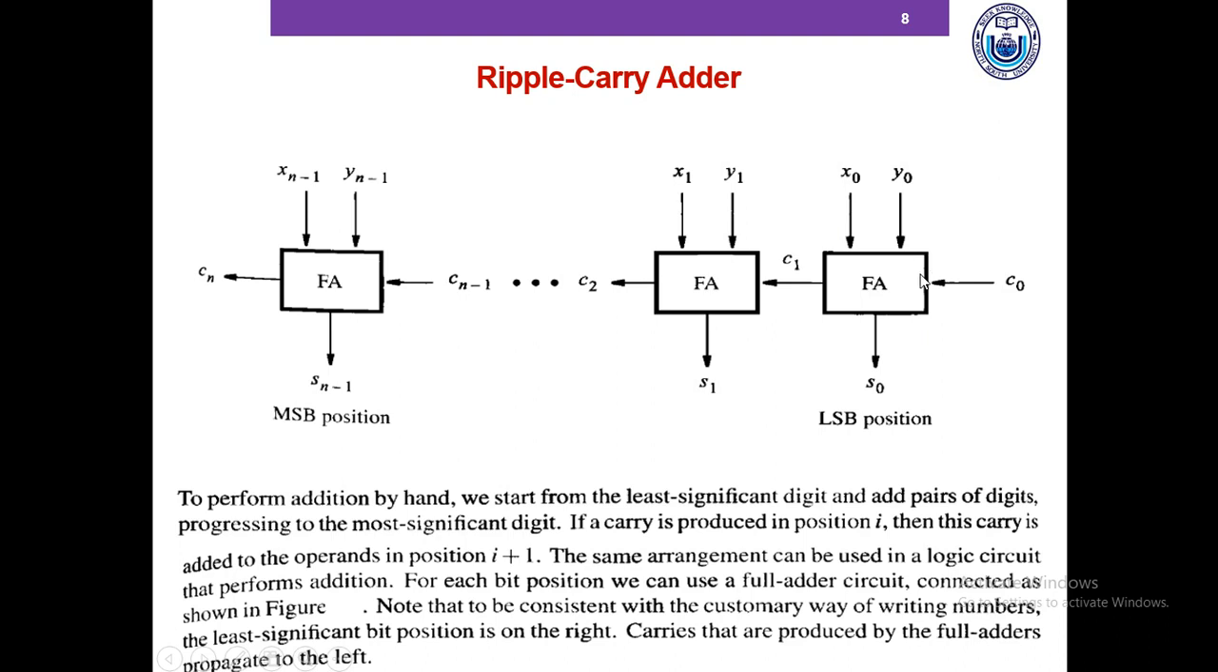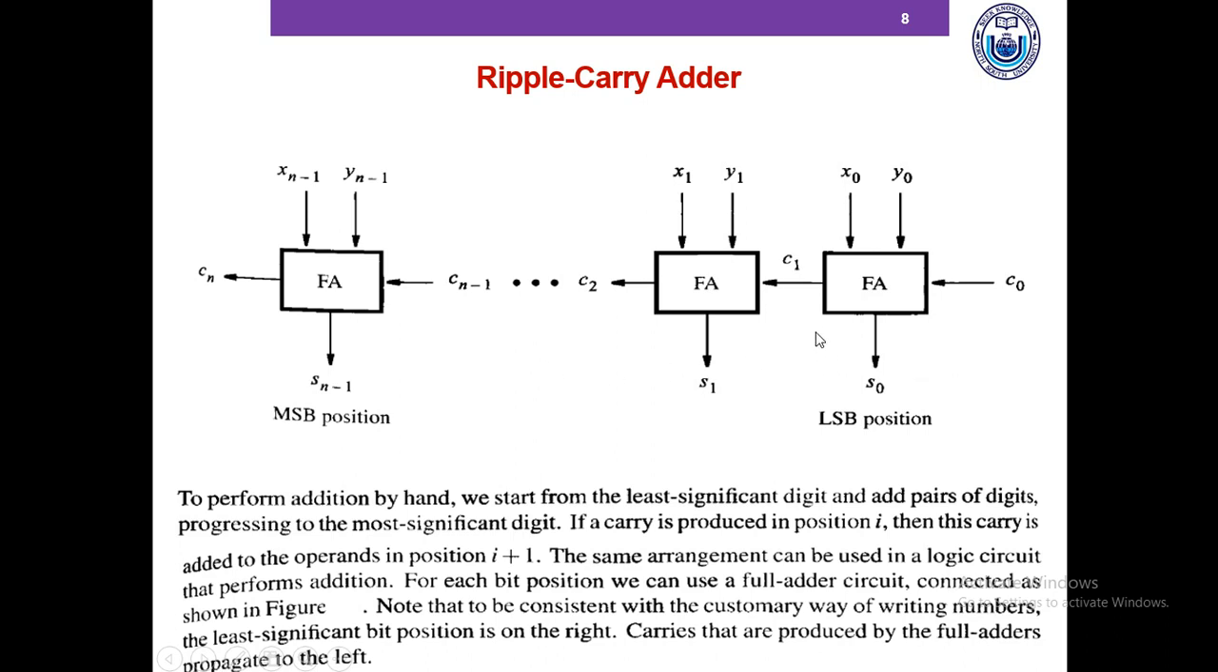In order to add larger numbers, we use a series or a cascade connection of full adders. So if we're trying to add 8-bit numbers, we need 8 full adders. If we're trying to add 4-bit numbers, then we need 4 full adders. So this is an illustration of an adder that is capable of adding larger numbers.